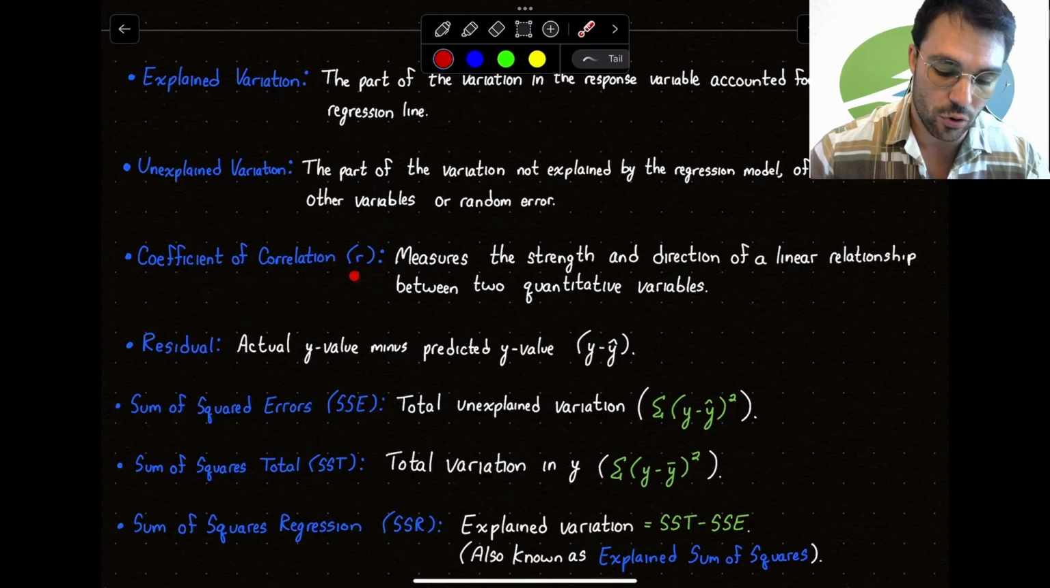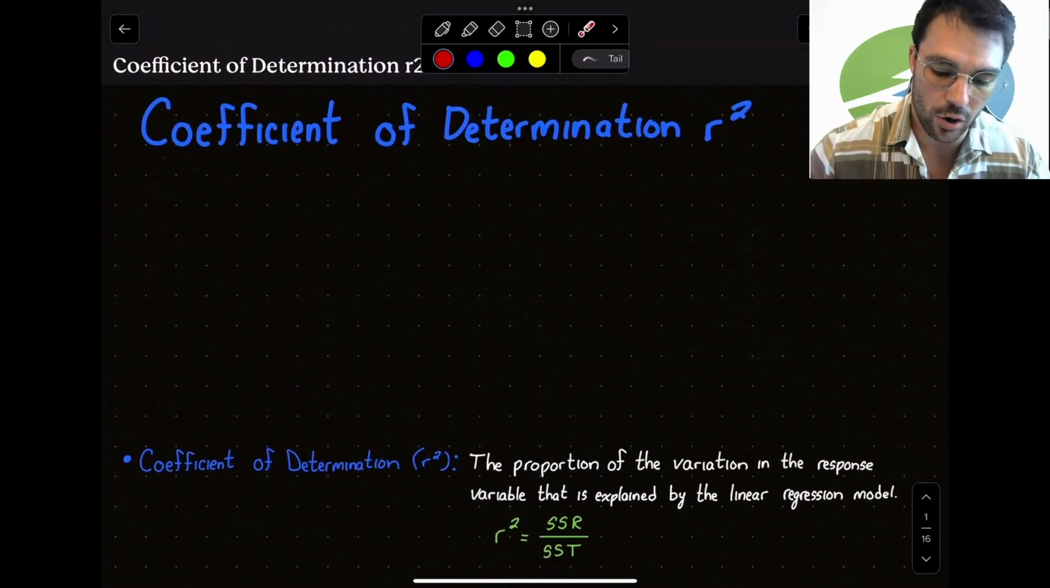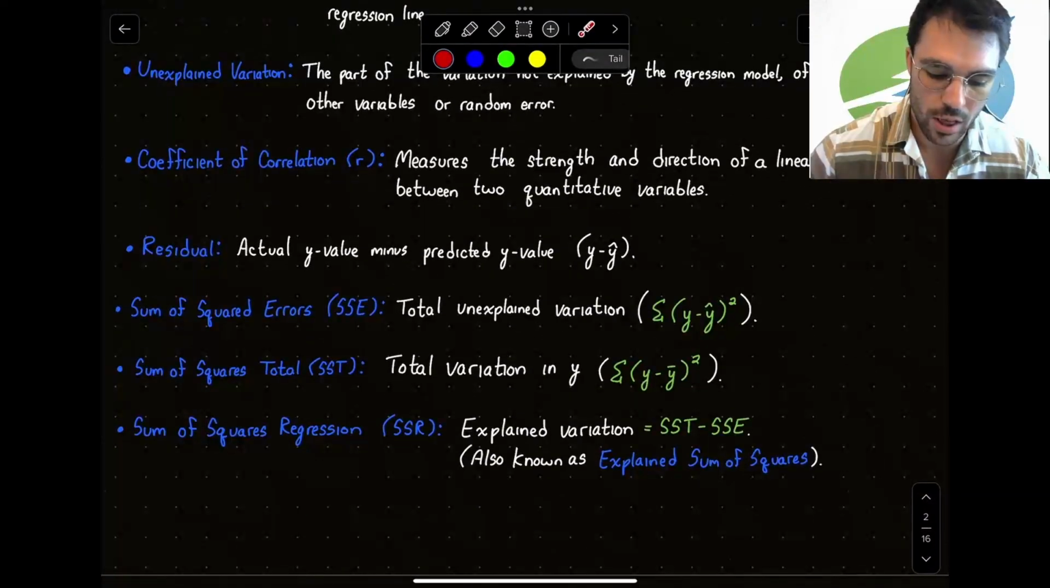Coefficient of correlation. If you have not watched this video, I recommend going back and doing so. Our coefficient of correlation, R, measures the strength and direction of a linear relationship between two quantitative variables. And we should notice the variable we use for a coefficient of correlation is R, where our coefficient of determination is R squared. We're going to go into that later too.